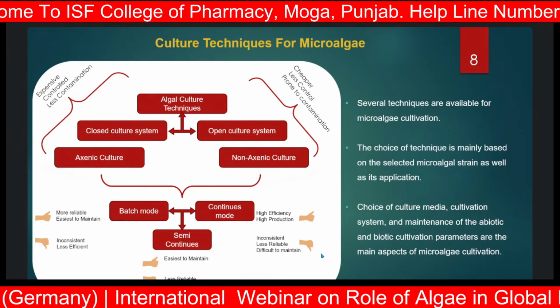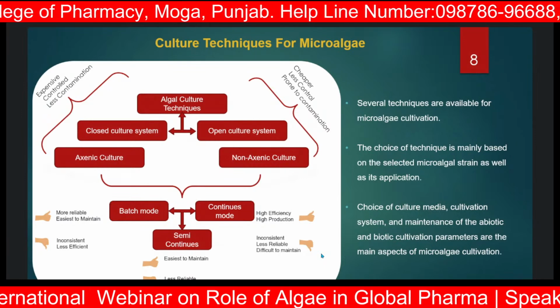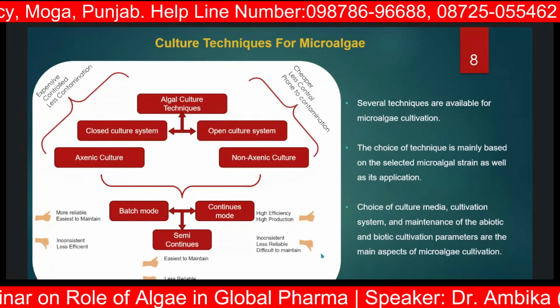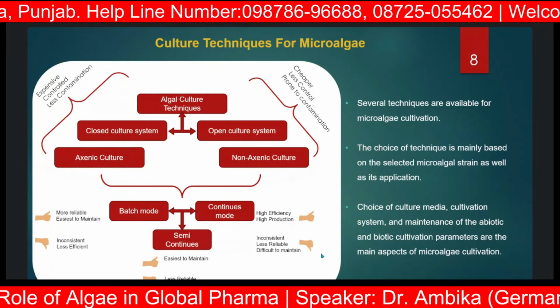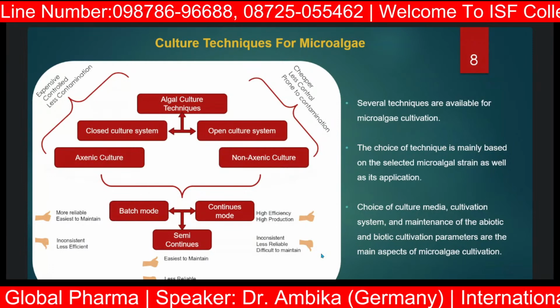It completely depends on the strain which you have selected. So choice of culture media, choice of cultivation system, and maintenance of abiotic and biotic cultivation parameters are the main aspects of microalgae cultivation.